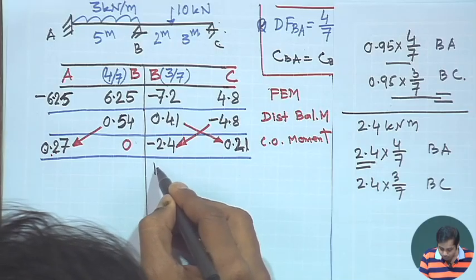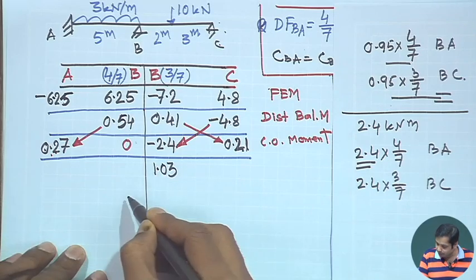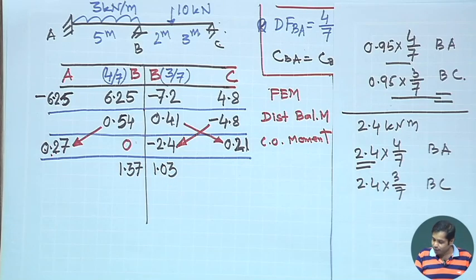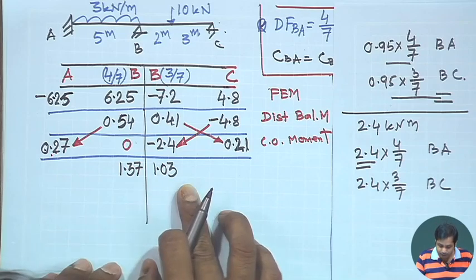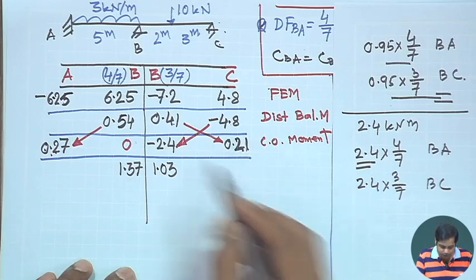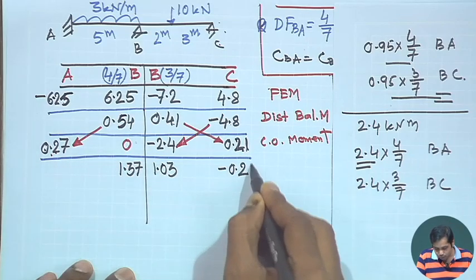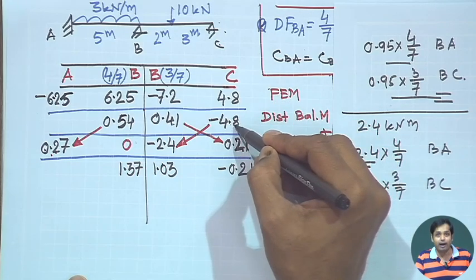So, what will be the distributed moment? This becomes 1.03, and this becomes 1.37. Okay, so these are the distributed balancing moments. Similarly, the balancing distributed moment at point C will be how much? This will be minus 0.21. You see, initially the fixed end moment was 4.8, and we applied minus 4.8.